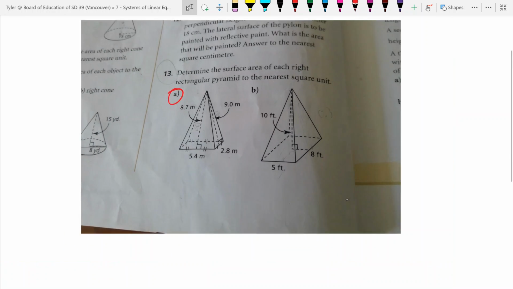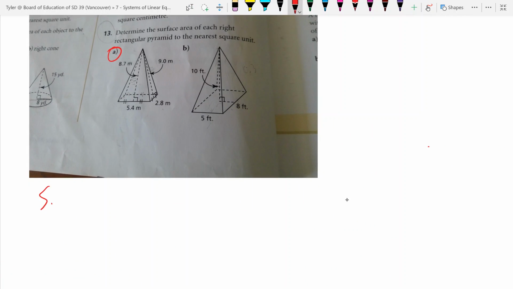So what I'm going to do, I'm going to write out the surface area is equal to the sum of the area of the rectangle base plus 2 times the area of the triangle plus 2 times the area of the other triangle. Okay? Because if we look, the two triangles are not identical. One has a height of 8.7, one has a height of 9.0. So let's write in the formulas.